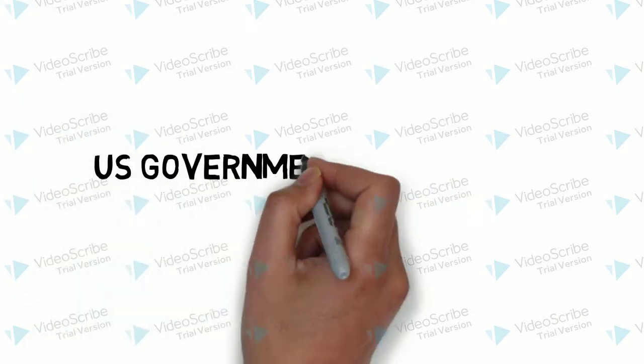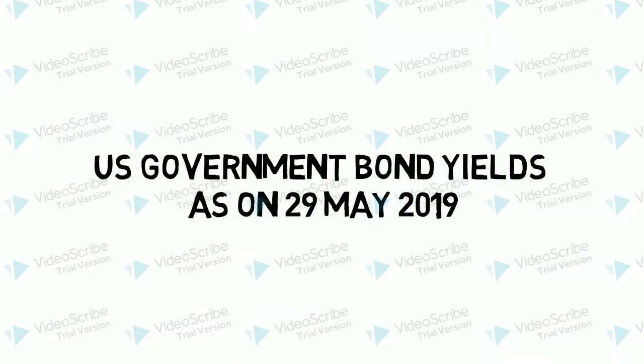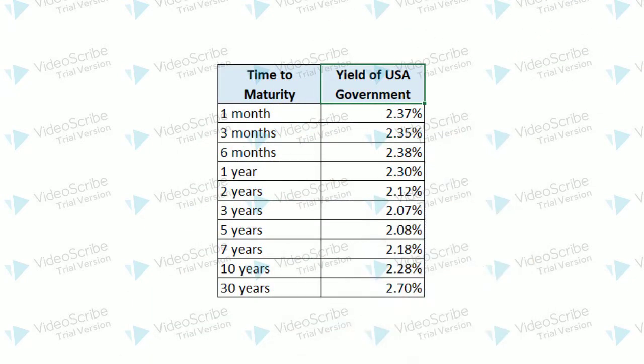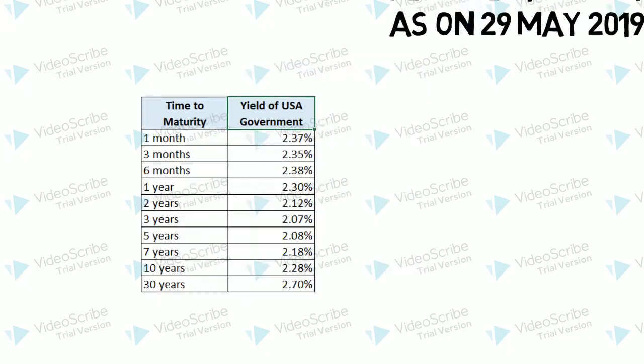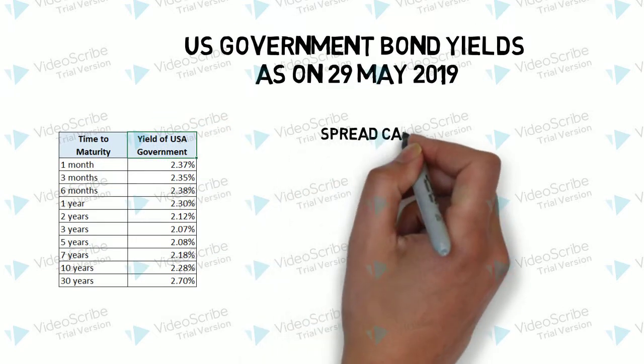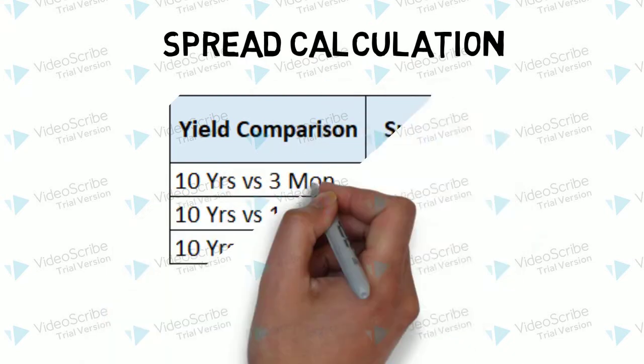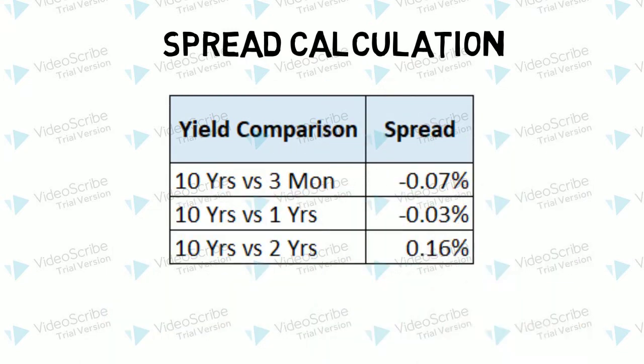The second example is that of US government bonds. The first column again indicates the time to maturity and the second column indicates the interest rates offered by those bonds. A simple visual analysis indicates the yields offered decrease as the time to maturity increases. This can be mathematically checked using spread calculations. Here the yield offered by the 10-year bond is subtracted by the yields offered by 6 months, 1-year and 2-year bonds.